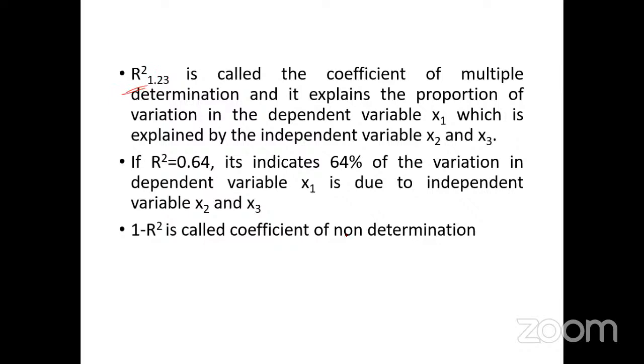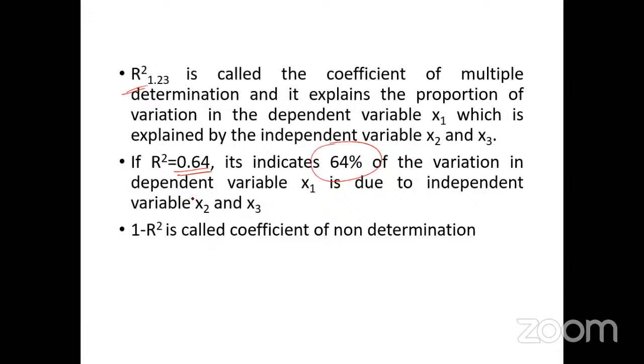When you are talking about multiple correlation and you square it, it is called the coefficient of multiple determination, and it explains the proportion of the variation of your dependent variable, let us consider x1, which is explained by your independent variables 2 and 3. Let us consider if R squared is 64, it means it explains 64% of the variation in your dependent variable.